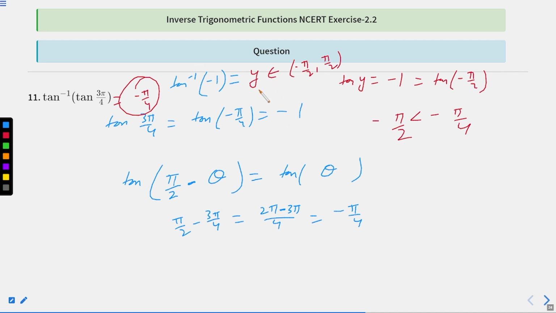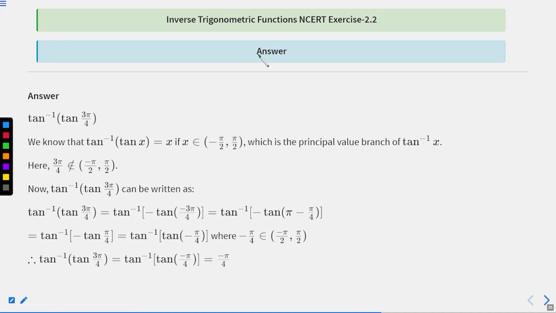Okay, this is the one way. In this way also we needed the principal value branch. So you can do this way, or you can follow the other way, which is to first check whether this belongs to the principal value branch. The principal value branch for the tan inverse function is the open interval minus pi by 2 to pi by 2. And if it doesn't, then what you will do is quite easy. You will try to make something for which tan 3 pi by 4 is equal to.